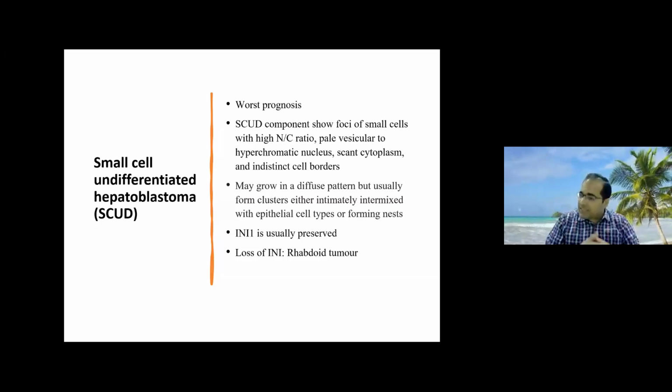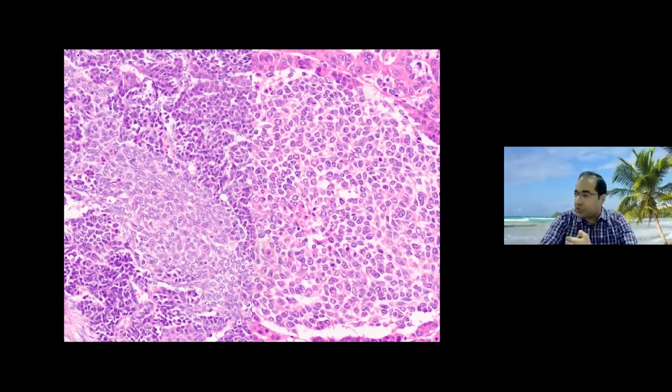And now it has been suggested that maybe these tumors which have INI1 preserved, the small cell undifferentiated, may not be associated with worse prognosis. Only the INI1 loss, which are a part of rhabdoid tumors, are associated with worse prognosis.